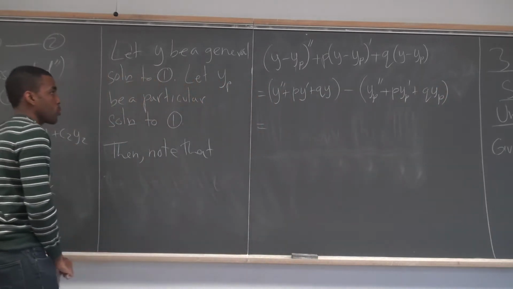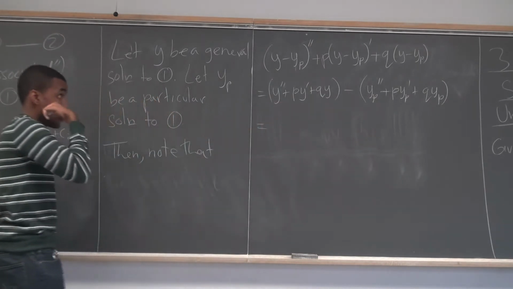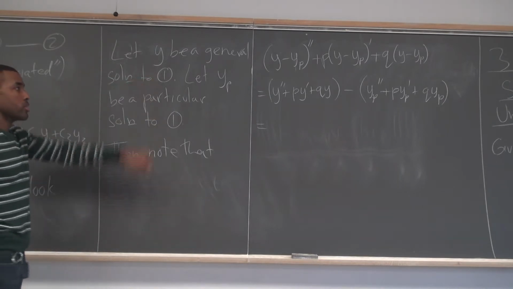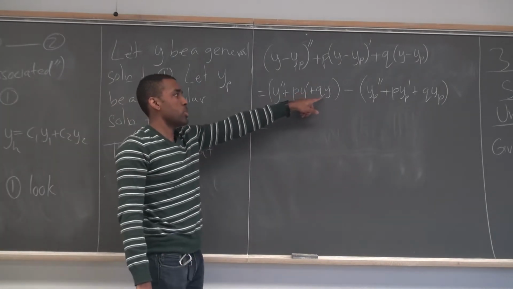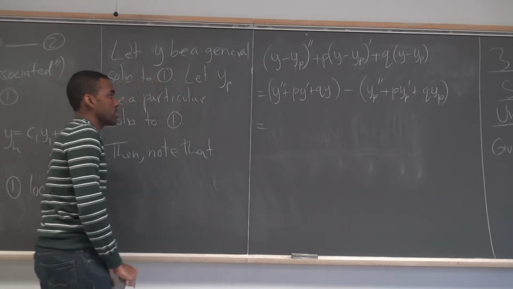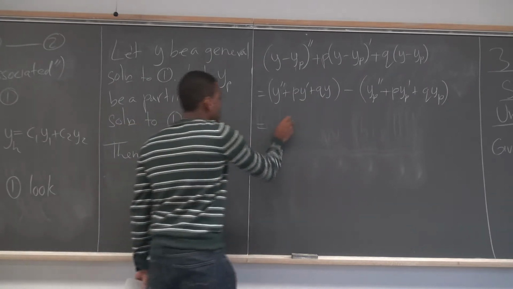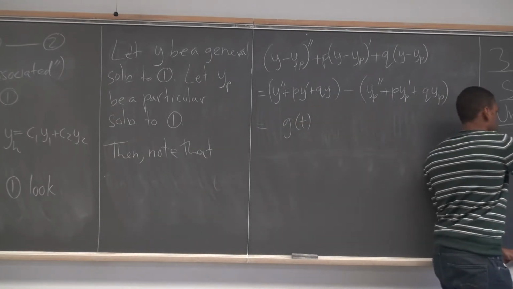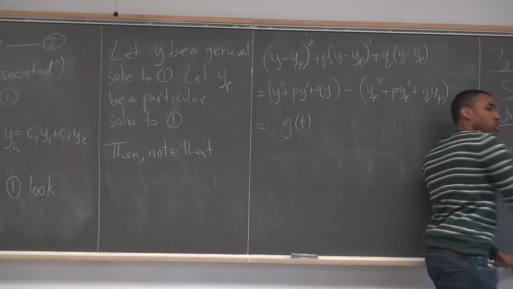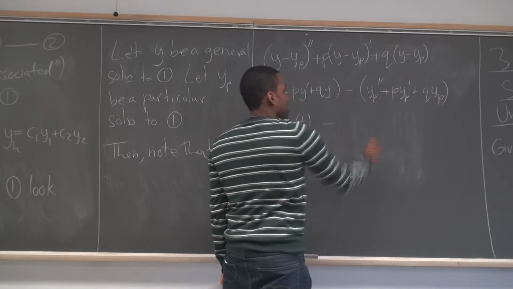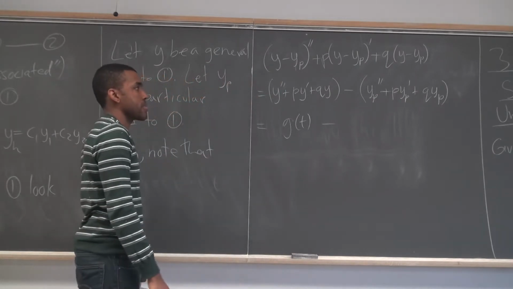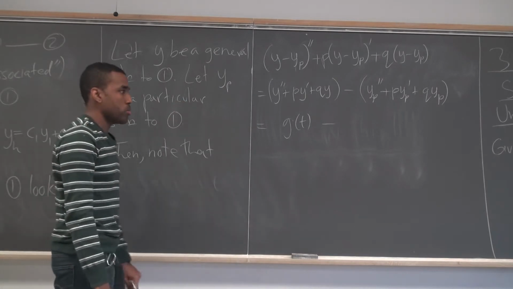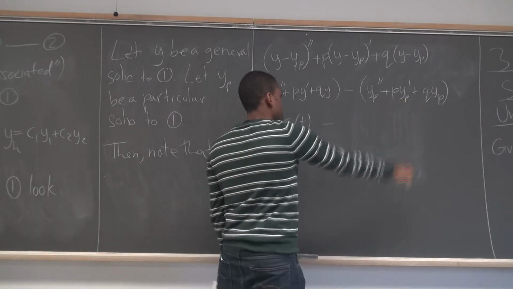Right? What's this guy? y is the general solution to 1. So if I have y double prime plus p y prime plus q y, what do I get? g. Right? 1 is the differential equation where there's a g on the right side, which means if I plug in any solution for the y's, the result will be g. What is the solution to this one? y_p happens to be a particular solution to that equation. So what would be the result if I plug it into the differential equation?